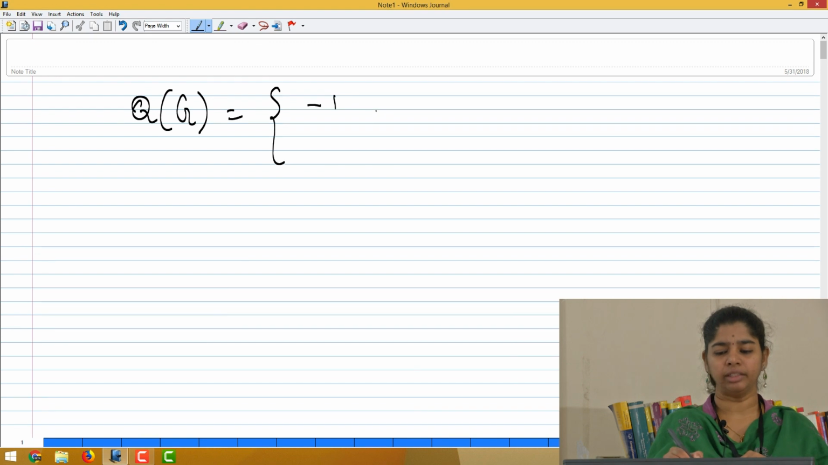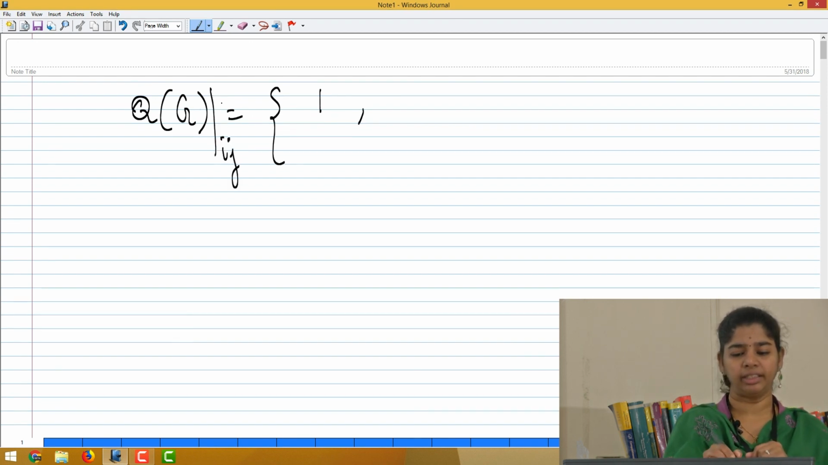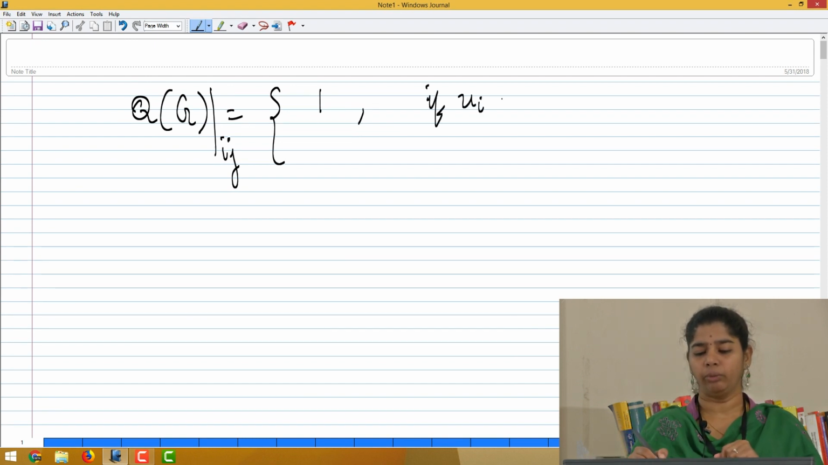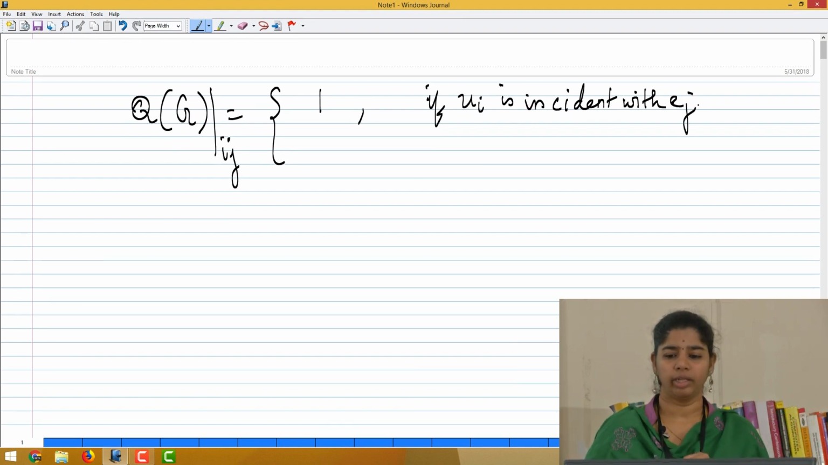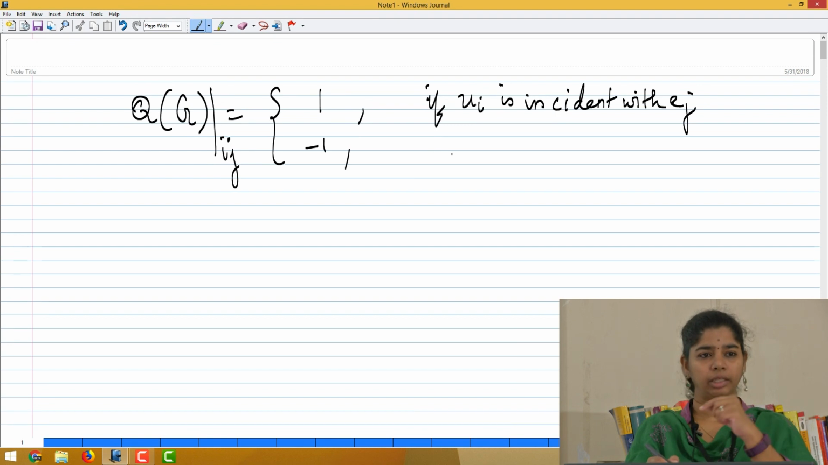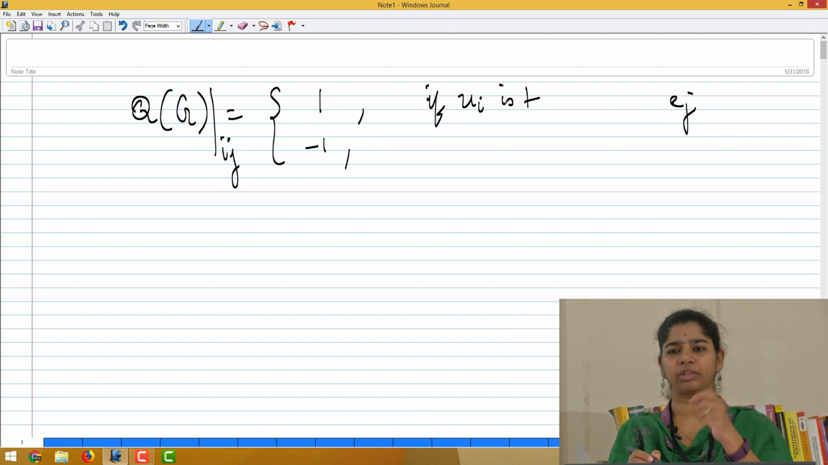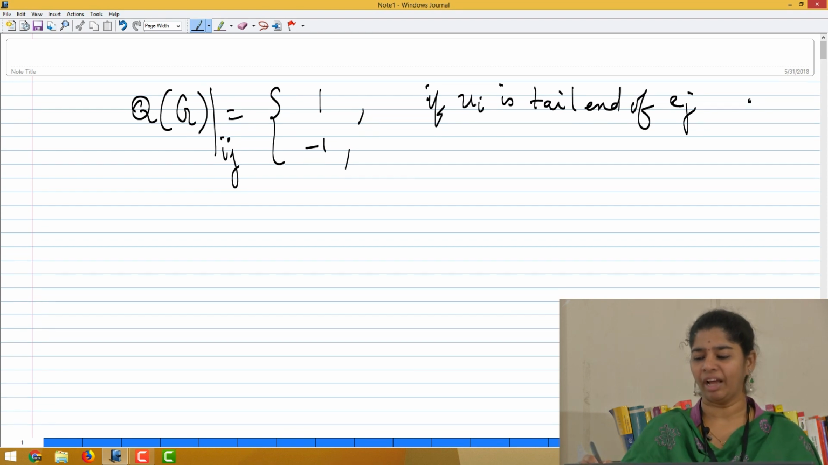So we had defined already that the ijth entry q of ij is going to be nothing but 1 if the vertex ui is incident with the edge Ej, or I could say the edge Ej is incident with ui, and we also saw -1 if it was... Here when I mean incident, I just mean that ui is the tail end, that is, the edge Ej originates from ui. So we are talking about directed edges.